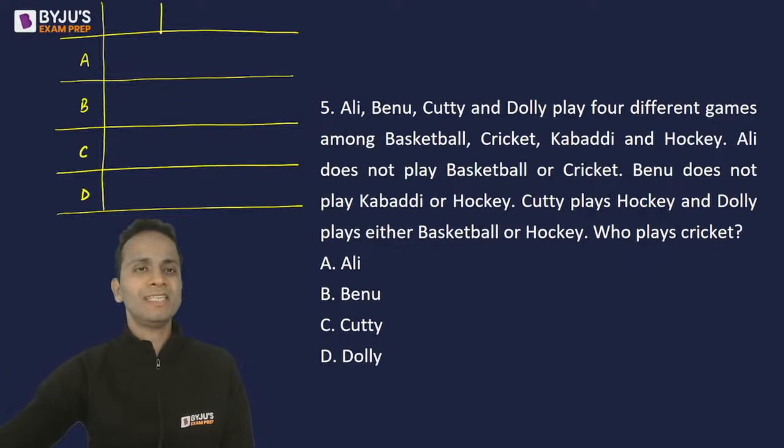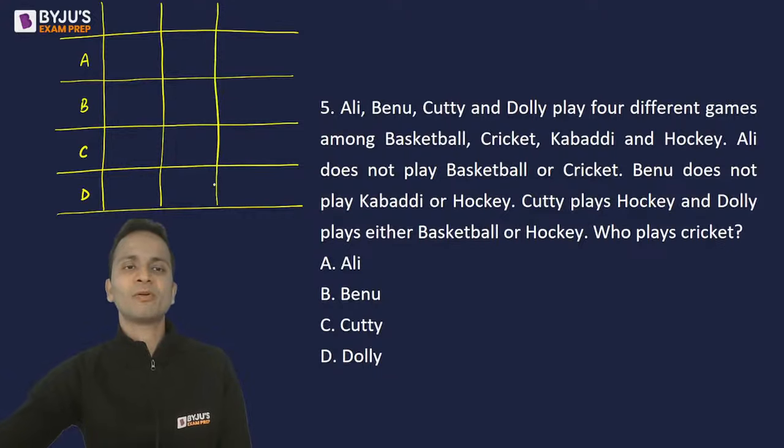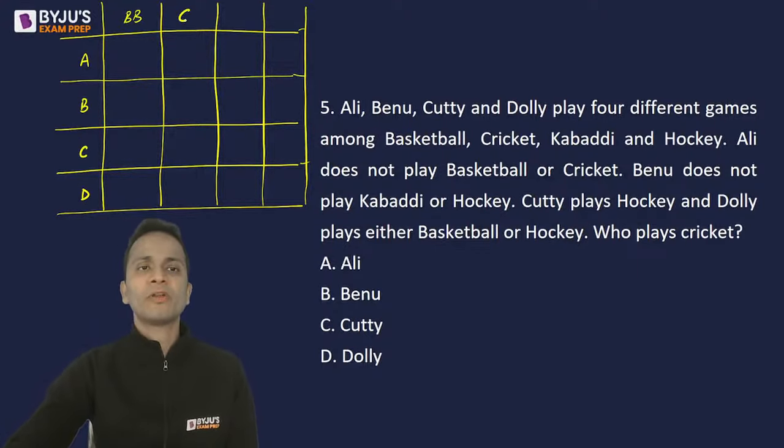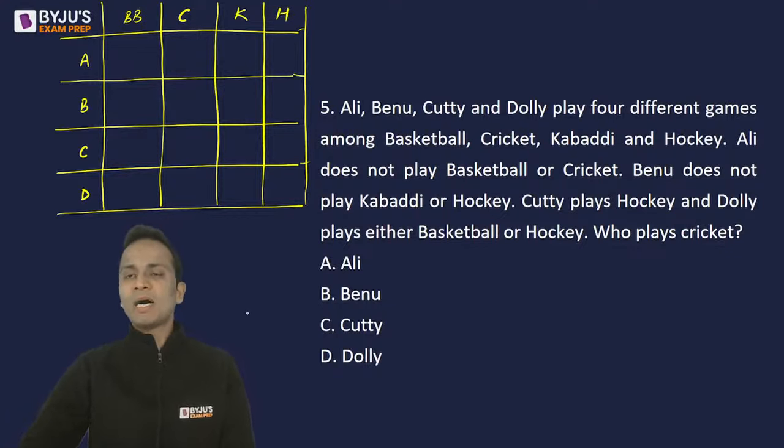I am drawing these lines, but in the examination you don't have to make this kind of table. There is no need to draw lines, because drawing these lines will waste a lot of your time. So I have written the names of these people: Ali, Benu, Kutti, and Dolly. And then I write 4 sports: basketball, cricket, kabaddi, and hockey. Now let's keep putting tick marks and cross marks.